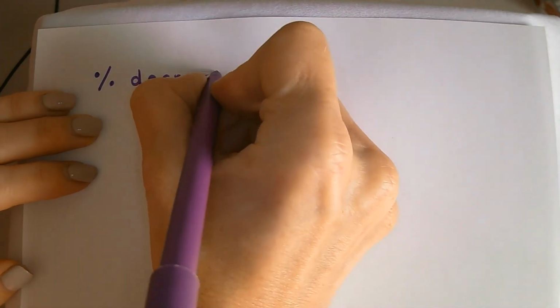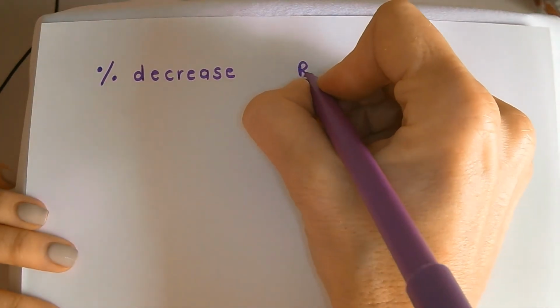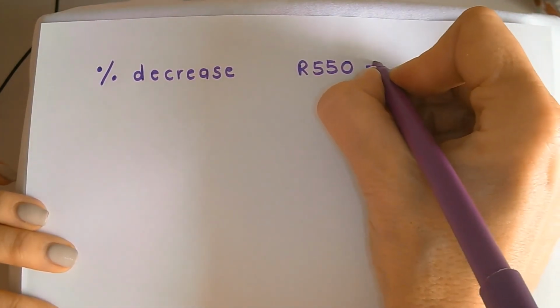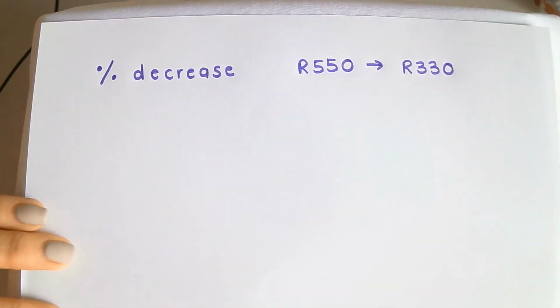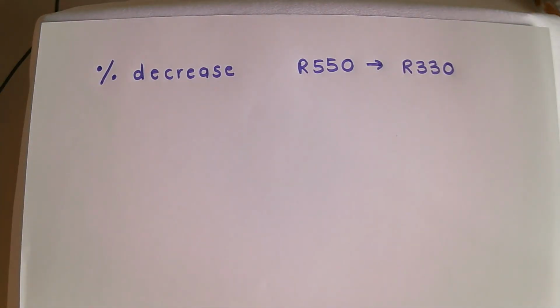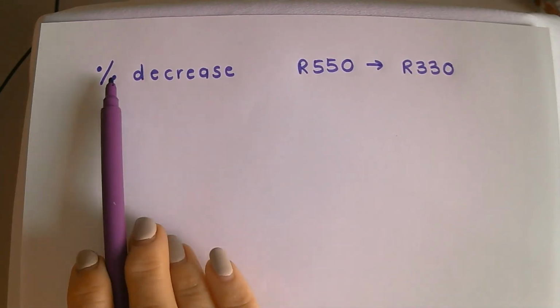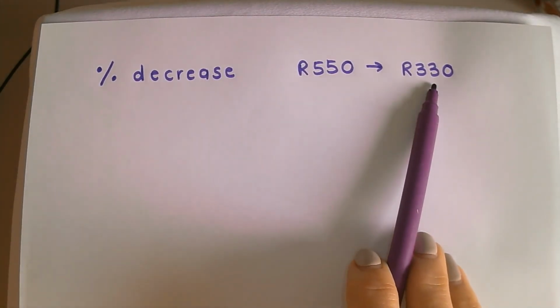So there was a question that says you've got to calculate the percentage decrease. So we're going to work with a percentage decrease. I'm just going to write it in shorthand. I hope you guys don't mind. Percentage decrease of books that were 550 rand and have now gone down to 330 rand. So that was the question. Calculate the percentage decrease if the shop had to now sell the books that were 550 rand and they've brought it down to 330 rand. Now you'll notice this is a percentage decrease. Why? Because the price has gone down.